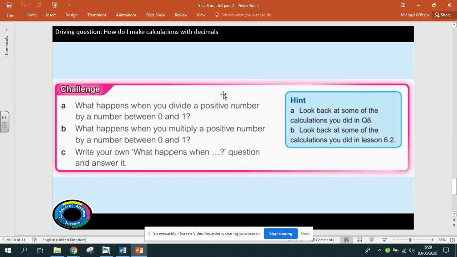Okay, so we're now into challenges. Now we're going to do a little bit of thinking. What happens when you divide a positive number by a number between 0 and 1? What happens when you multiply a positive number by a number between 0 and 1? I'll leave part C to you, but have a think about A and B for a few moments and then come back to me.